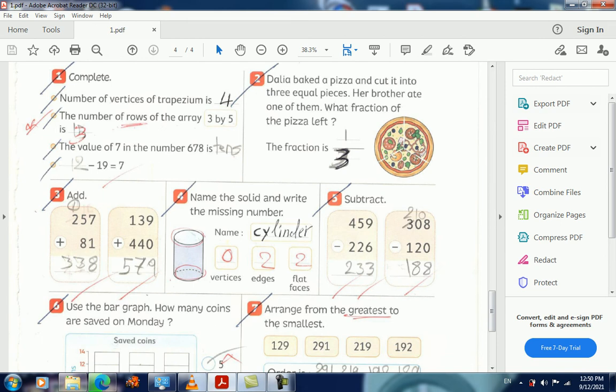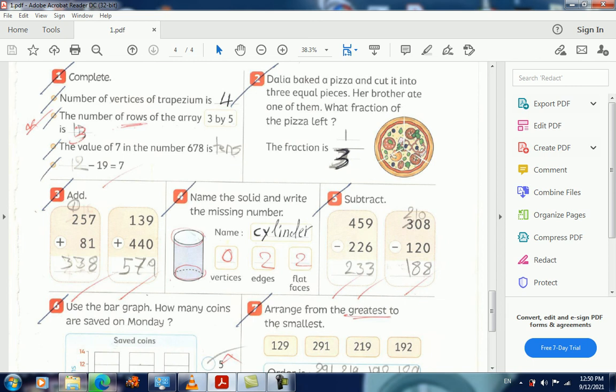Number 1. Complete. Number of vertices of trapezium is 4 from the property of the shape. The number of rows of the array 3 by 5 is what? We got 3 rows by 5 and we have 5 in each row. So we have 3 rows. So this is what they are asking about. And the value of the 7 in the number 678 is what? It's tens. It's in the tens place. So the place value is tens, but the real value of it is 70. Not just tens, it's 70.